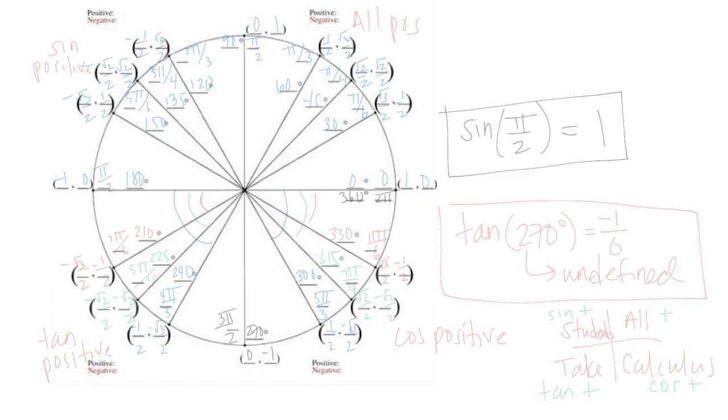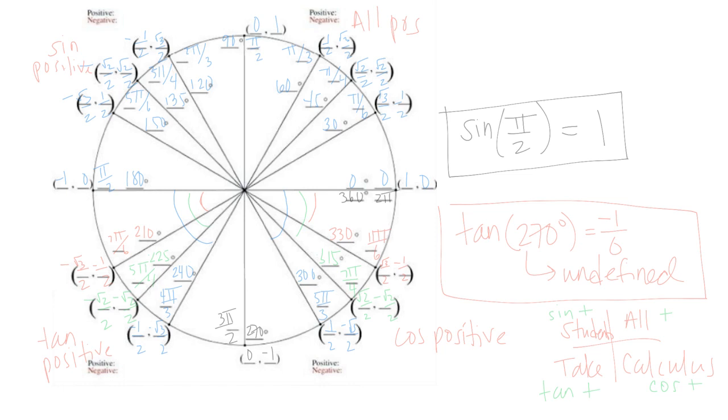But remember what I said, that reciprocals take the same signs. So like when sine's positive in quadrant 2, so is cosecant. When tangent's positive in quadrant 3, so is cotangent. When cosine is positive in quadrant 4, so is secant. So that's how it works.